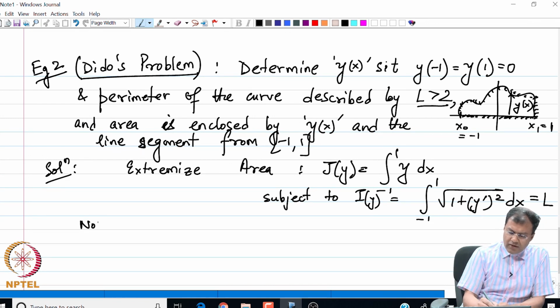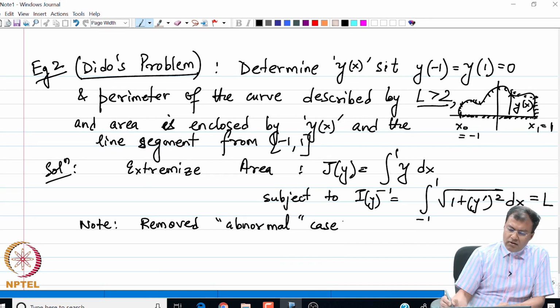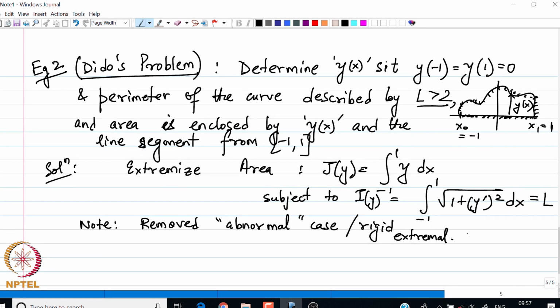So, note that we have already removed the abnormal case, or the case with rigid extremal, because my total length is greater than 2. So, the sum of the length will be above the x axis, and we will get a shape with a non-zero area. Okay.